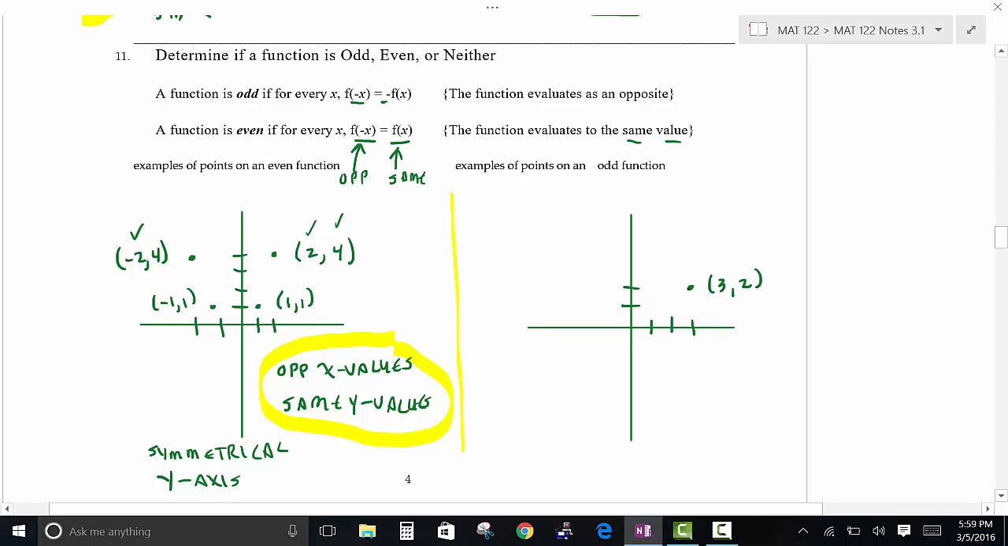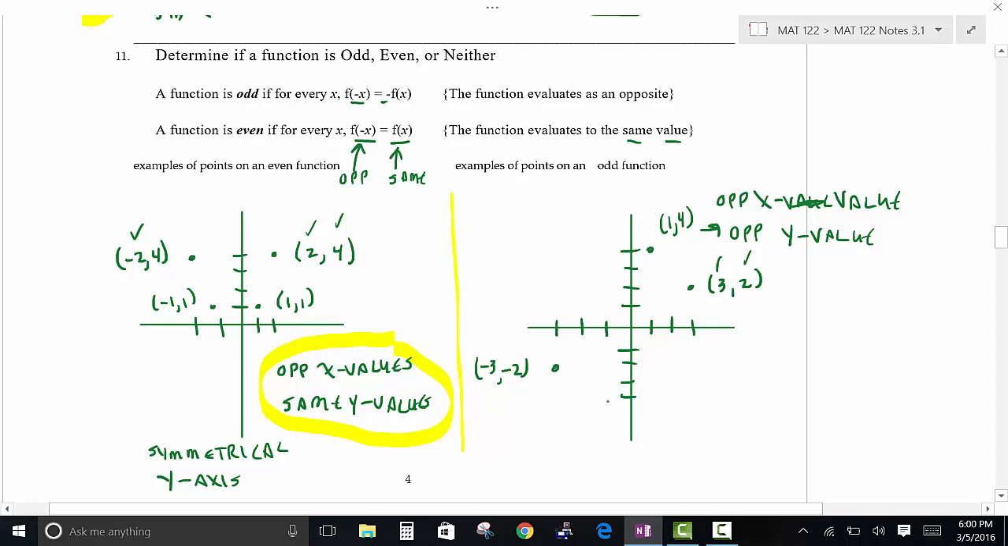In order for a function to be odd, it would work like this. If you have an opposite x value, then you're going to have an opposite y value. So this point right here would translate like this. The 3 would become opposite, and the 2 would become opposite. So what you would end up having is a point negative 3, negative 2, like that. Another example might be you have a point 1, 4. Well, then you would also have a point negative 1, negative 4.